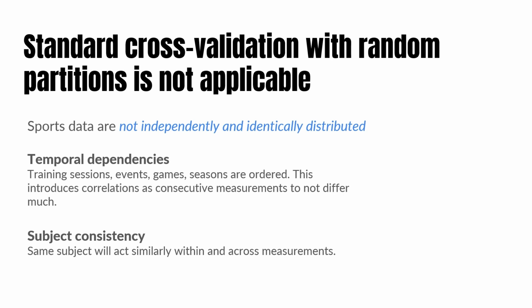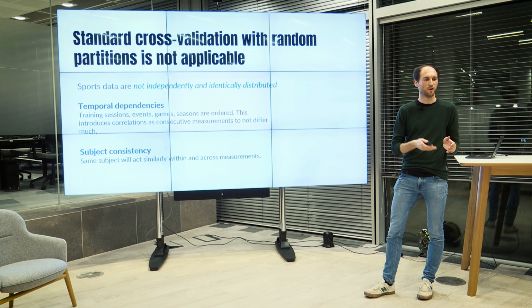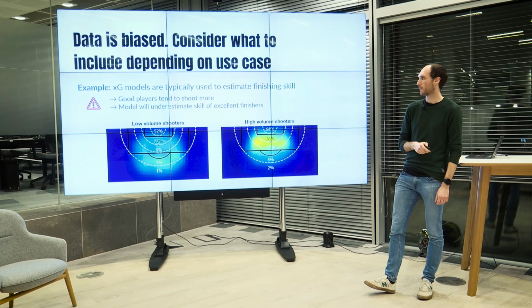Apart from temporal dependencies, there are also dependencies between subjects. So subjects typically perform similarly within or between measurements. For example, a player will be more proficient at scoring from certain positions, and that will be consistent between games. So if you want a model that generalizes across different seasons or different games or across different players, it's important to consider how you split up your data set when you do evaluation.